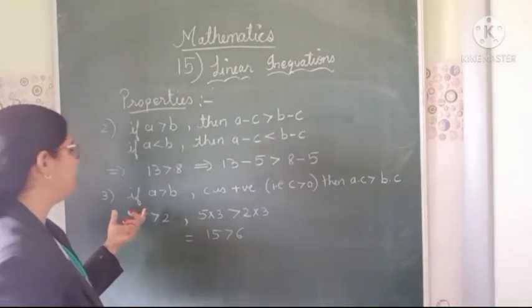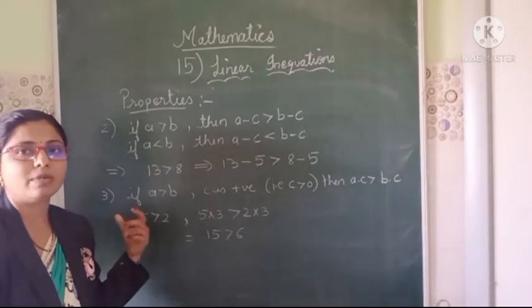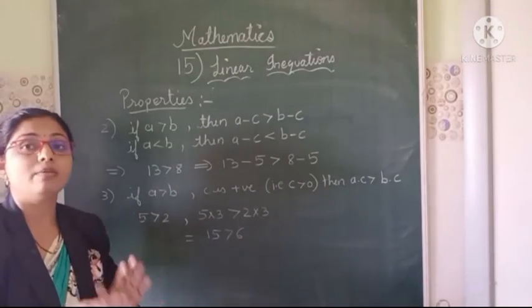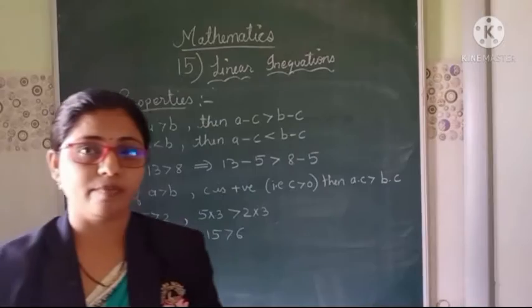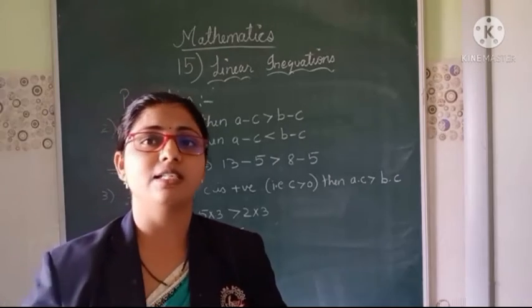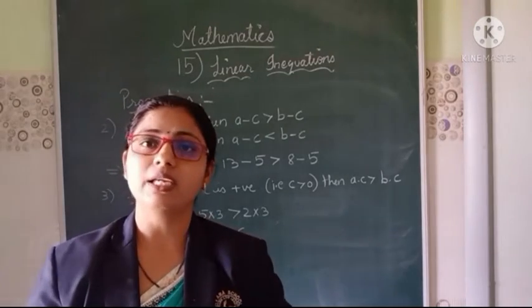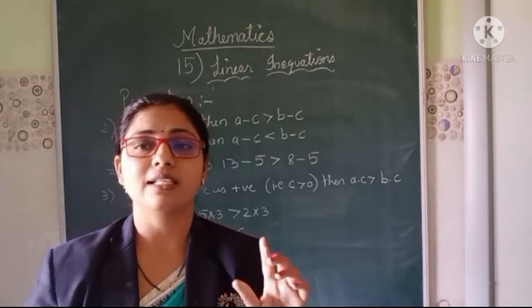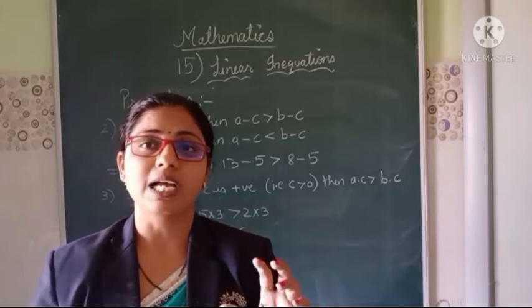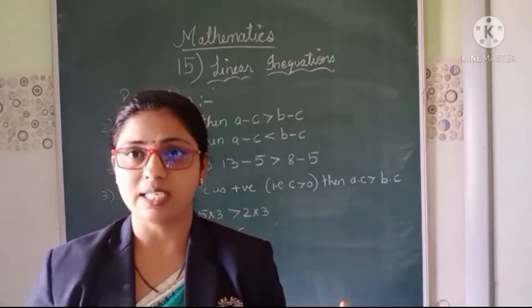Then the next one is multiplication. After multiplying both sides by a positive number, that is, a number which is greater than 0, the answer will be the same, and second, the sign will be the same. Means the sign will be the same.